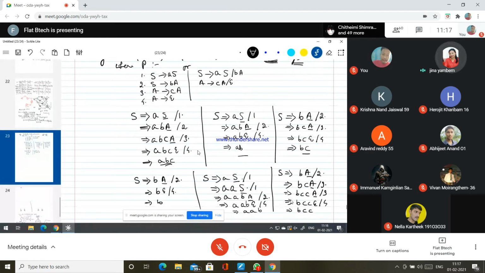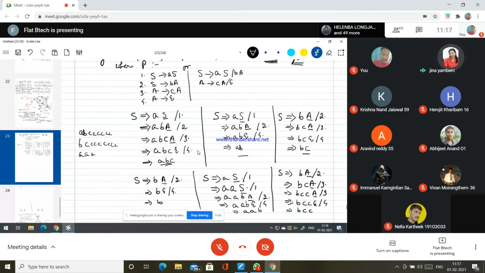So what are the strings we could generate? Either we could generate A, B, C, then C, C, C, C, C, like that we can generate. Then what else? A, B, C, C, C we can derive. Then B, C, C, C, C, C, C we can derive. Then what else?